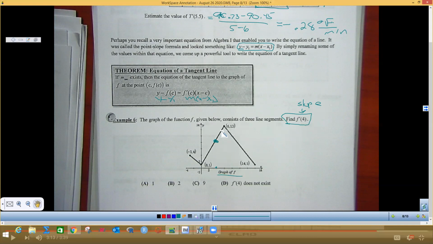We want the slope, and since this line is a straight line, we can do the old Algebra 1 stuff. We can do rise over run. So I'm going from 1 to 13, that's a rise of 12. I'm going from 0 to 6, that's a run of 6. So this is going to be 12 over 6, which is fine for an answer in this class. You do not need to simplify. If you do, you can put down 2.